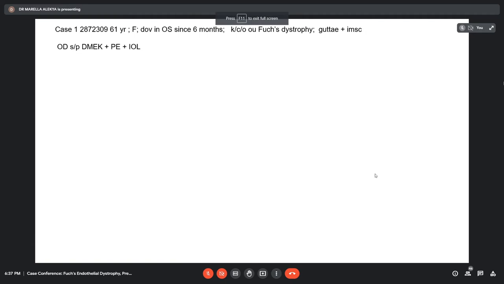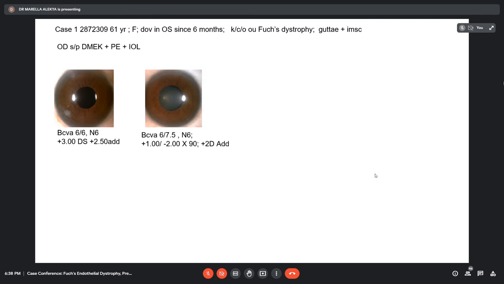A 61-year-old female came with complaints of diminished vision in left eye since 6 months. Known case of Fuchs dystrophy. On examination, there is guttata. Right eye is status post-DMEC with FACO IOL. Toric was placed. This is a pre-op picture. Vision in right eye is 6/6, N6 with 3 diopter sphere, and vision in left eye is 6/7.5, N6 with minus 2 diopter cylinder.